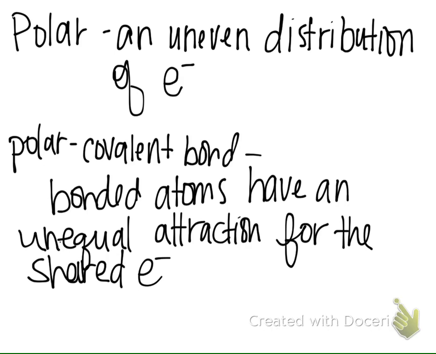So a polar covalent bond is a bond between two nonmetals. They're sharing electrons, but one atom wants electrons more than the other, and electrons are shifting that way. If you can picture that in your head, two atoms with electrons between them, in a polar covalent bond electrons are shifted one way or the other. We're going to determine how they make that shift using our electronegativity values.